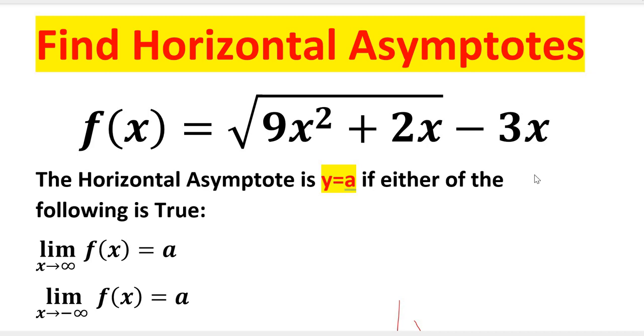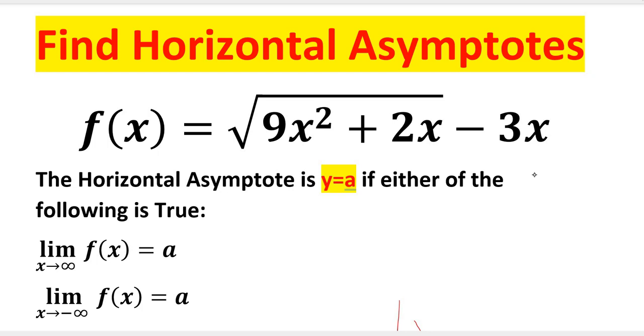Hello everyone. In this video we will learn how to find out the horizontal asymptote of a given function. So here we are given a function which is the square root of 9x squared plus 2x, minus 3x, and we need to find out the horizontal asymptote.